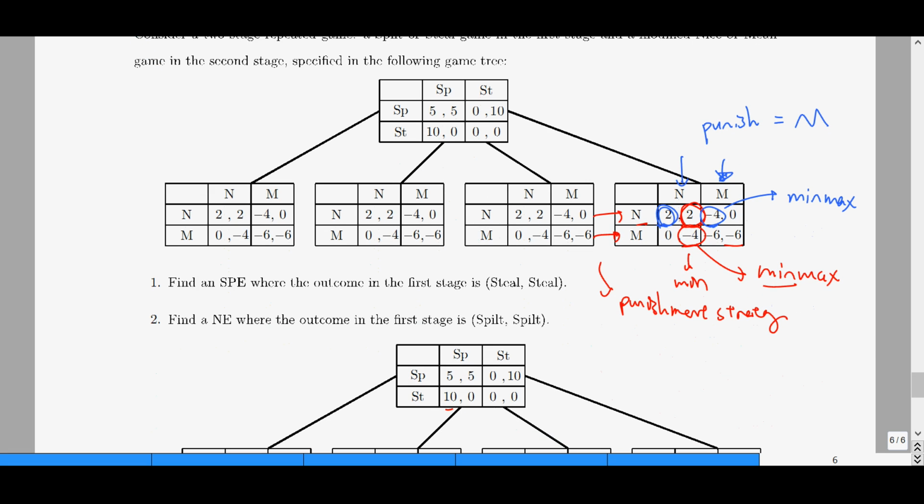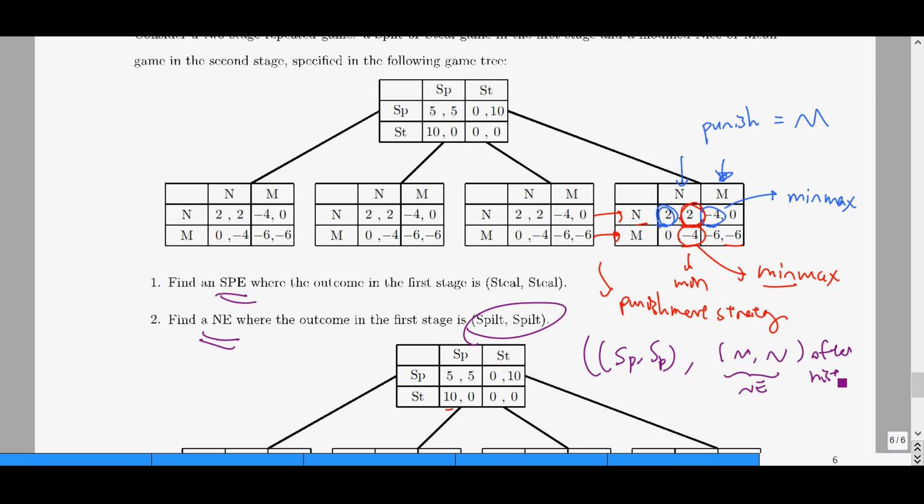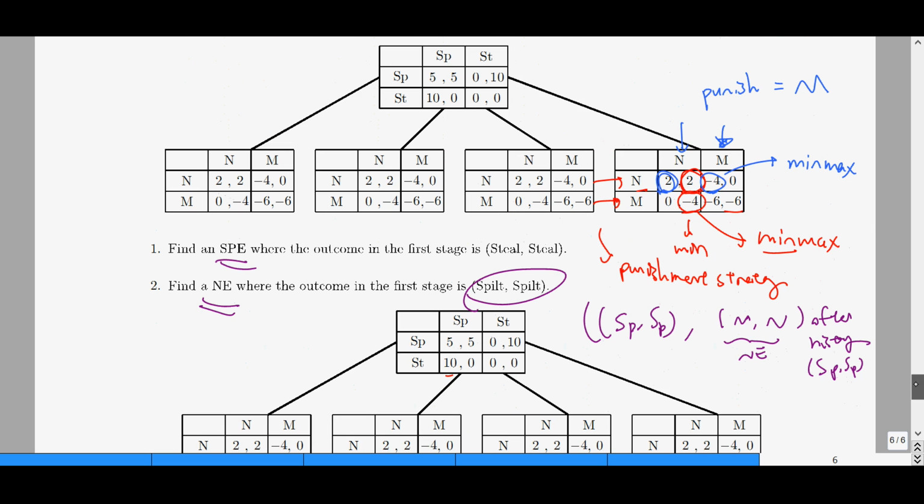As I said in class, when you want to construct either a Nash equilibrium or SPE that works, you always do the same thing. You put whatever is in the question in the first round, so split. In the second round, it's always the same. It's the Nash equilibrium, which is NN. This is the Nash equilibrium after the history you want, split, and always the punishment strategy profile after the other one.